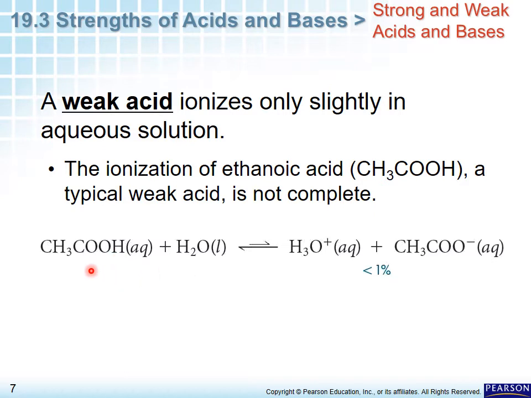We discussed last week why not this one: it is because of the organic or non-polar part, so I'm not going to explain again. Only this hydrogen is going to be ionized, so it becomes H3O positive, and the rest, the acetate ion, remains like this. So less than 1% is going to be ionized. That's why it's called a weak acid. So what is a weak acid? A weak acid ionizes only slightly in aqueous solution, or is not completely ionized.